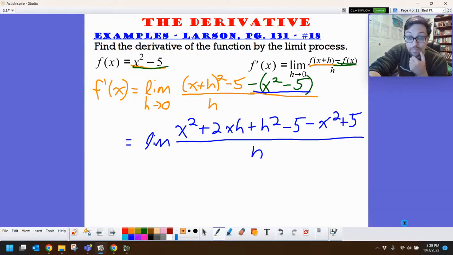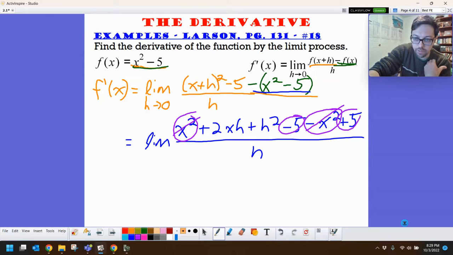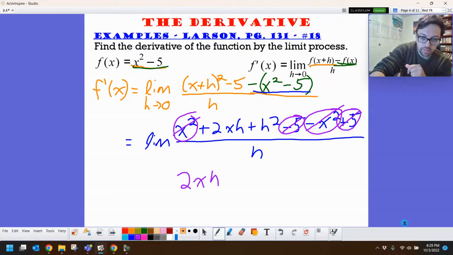All right. Well, now what can we simplify? Well, this x squared will zero out with this x squared. This minus 5 will zero out with that minus 5. And so then we're just left with that 2xh plus h squared over h.